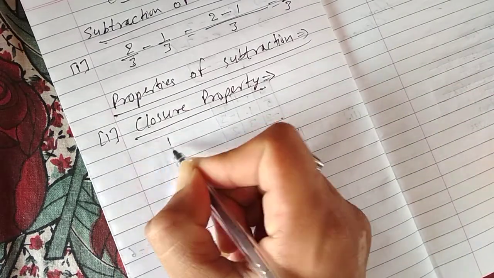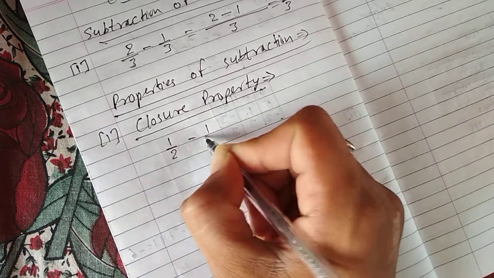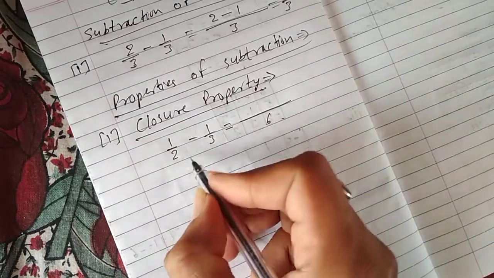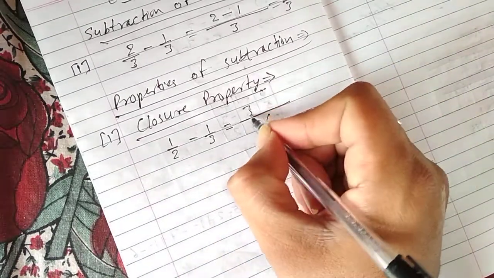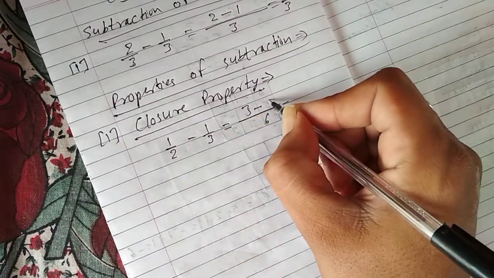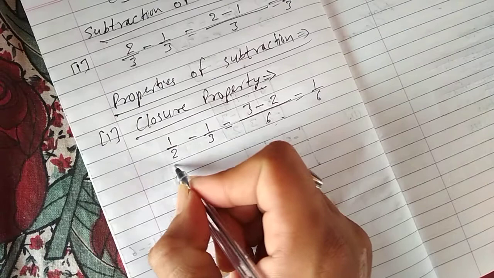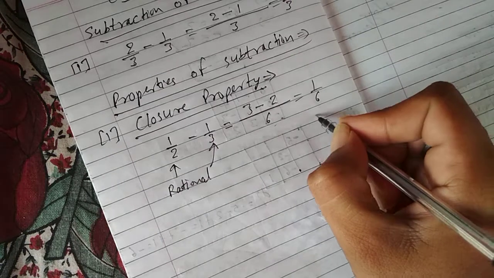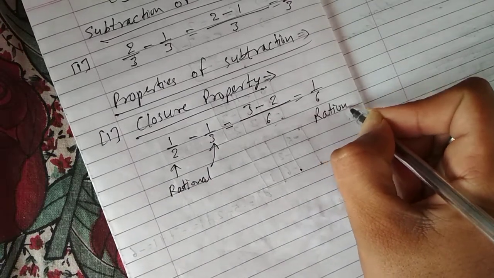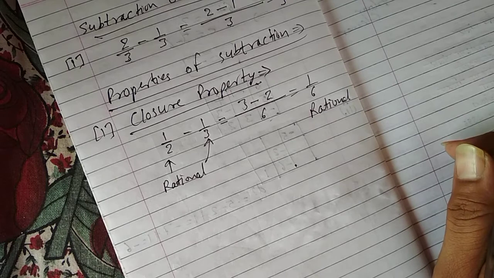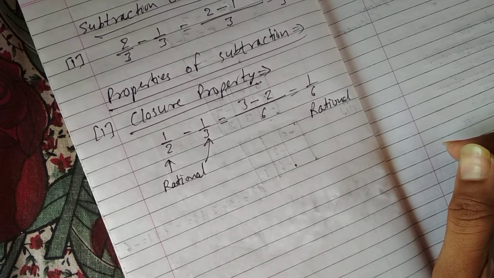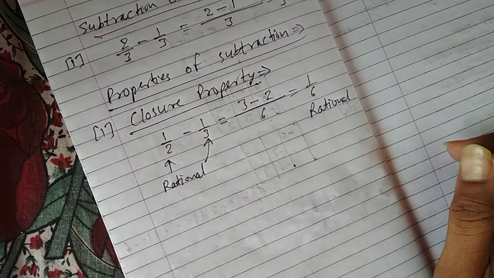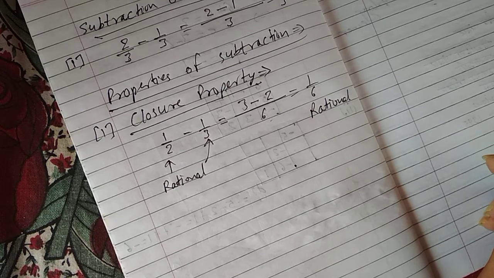For example, 1 upon 2 minus 1 upon 3. The LCM of 2 and 3 is 6. 6 divided by 2 equals 3, minus 6 divided by 3 equals 2. Then 1 upon 2 is rational and 1 upon 3 is also rational, and the answer is also rational. It is known as the closure property of subtraction. That means the difference of any two rational numbers is also a rational number is known as closure property.